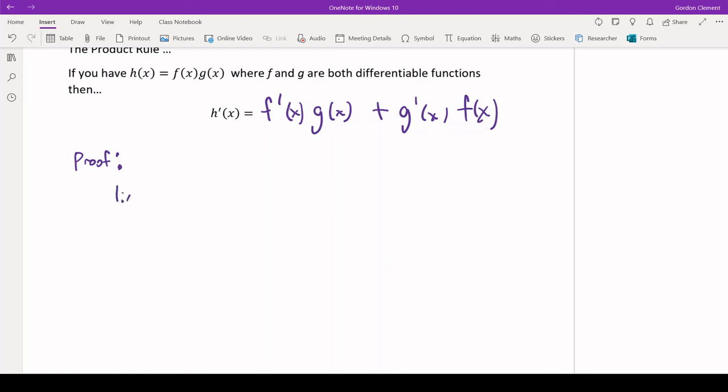So I'm going to go through the formal proof again. Not something you'll ever have to reproduce, but it's nice to see this proof. I think it's a wonderful proof. It's one of my favorites in all of math. It's kind of beautiful.